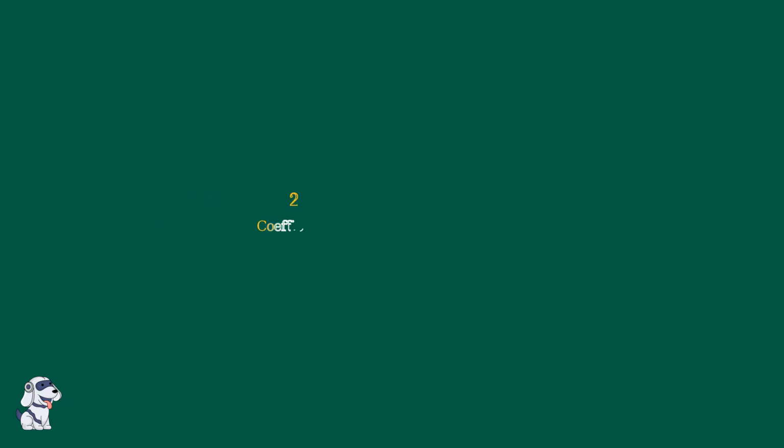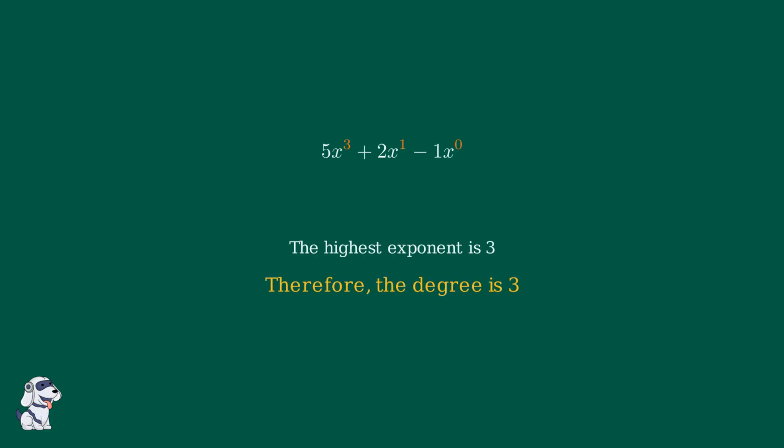Now let's look at the second term, 2x. Here, the coefficient is 2, the variable is still x, but notice there's no visible exponent. When no exponent is written, it's understood to be 1, meaning x to the 1st power. Finally, we have the constant term, negative 1. This term has a coefficient of negative 1, but no variable. We can think of this as negative 1 times x to the 0 power, since any number to the 0 power equals 1.